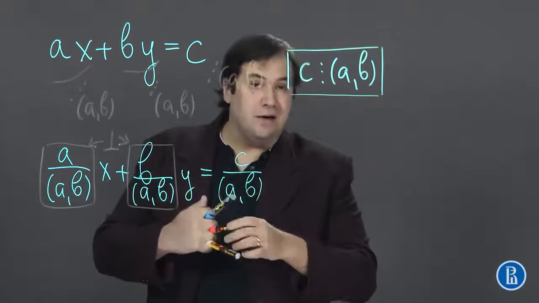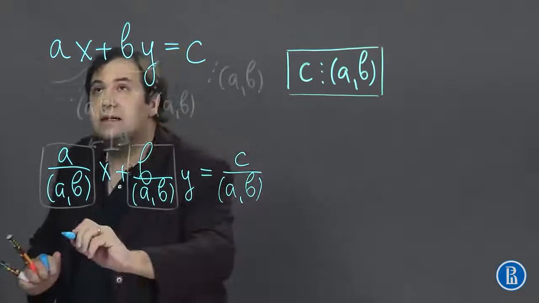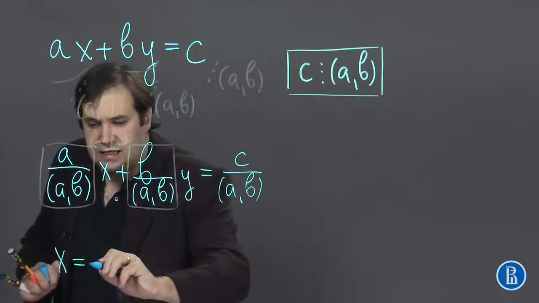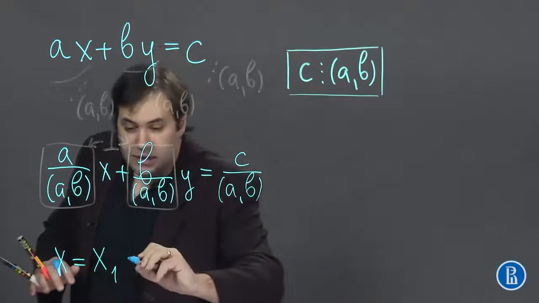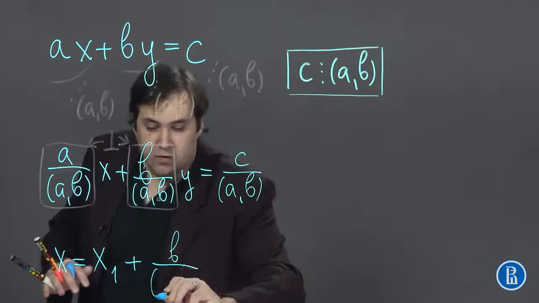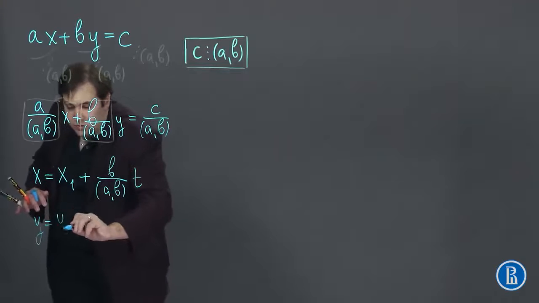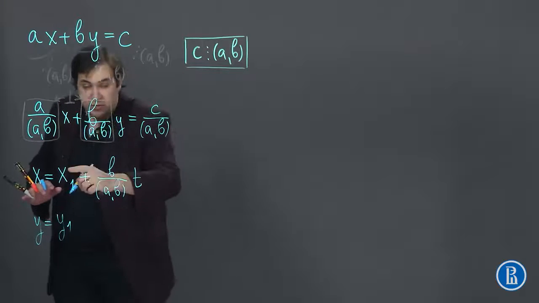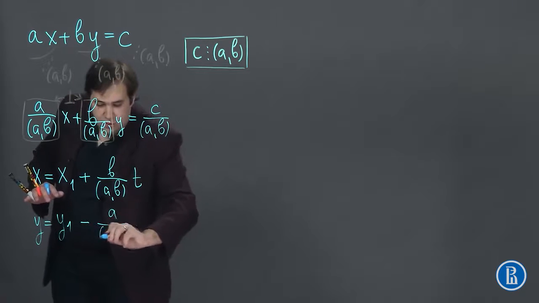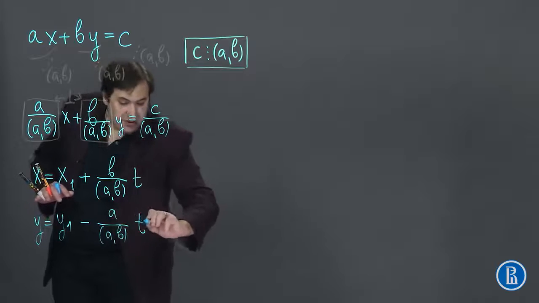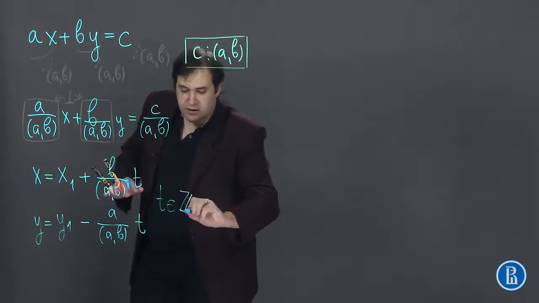So we can apply a formula from the previous video and say that x is equal to some particular solution plus b over the GCD of a and b multiplied by t, and y is equal to some particular solution corresponding to x1, of course, minus a over the GCD of a and b multiplied by t, where t is an arbitrary integer.